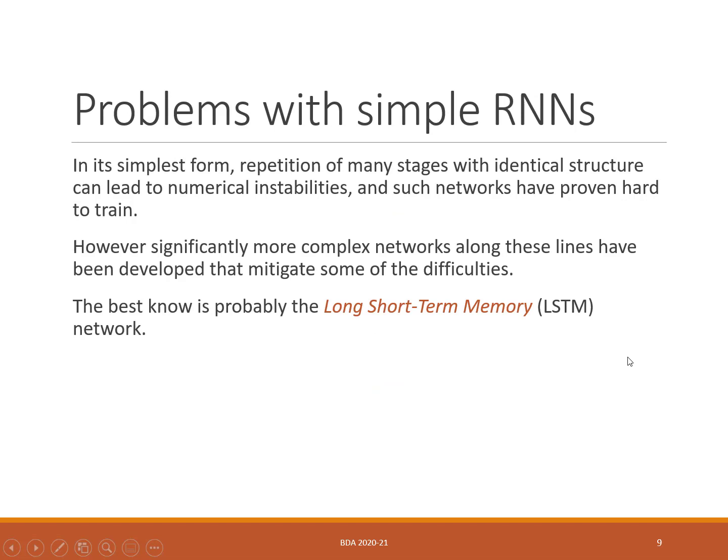By a close look at the RNN diagram, we can conclude that RNNs consist of several layers with identical structure. In fact, simple RNNs are generally too simplistic to learn long-term dependencies in sequences. This characteristic can lead to numerical instabilities, making the training process difficult. To mitigate this problem, more complex networks known as long short-term memory or LSTM networks have been developed.